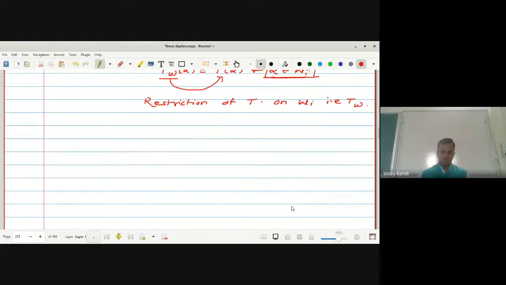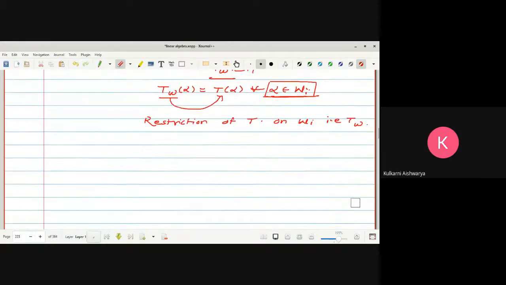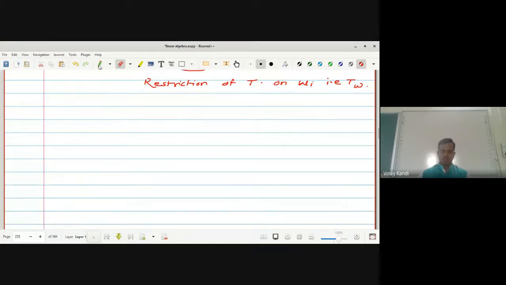So here, look at it. For such a decomposition of V, T induces these linear operators. T1 is the restriction of T on W1, T2 is the restriction of T on W2, and similarly up to Wk. Any doubt up to here? No, sir. Okay. Suppose alpha belongs to V, any vector.